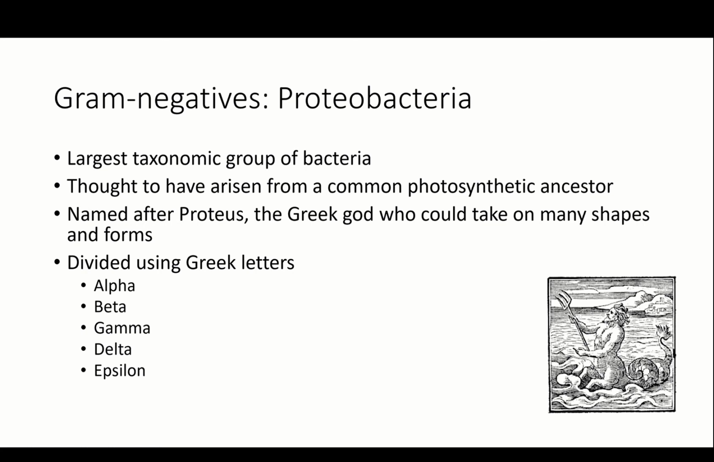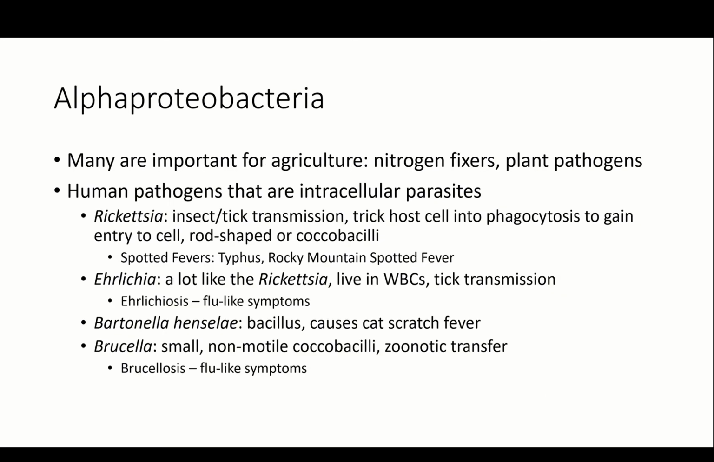The group Proteobacteria is divided using Greek letters, since we're already talking in Greek. So it'll be alpha, beta, gamma, delta, and epsilon. So again, you don't have to remember which ones are beta and which ones are epsilon. The point is just understand how we organize the bacterial world. So with this group, it's based on Greek, and then there will be more information to come.